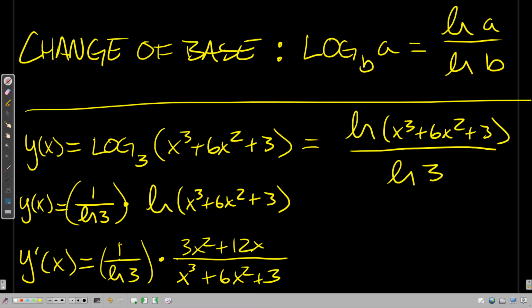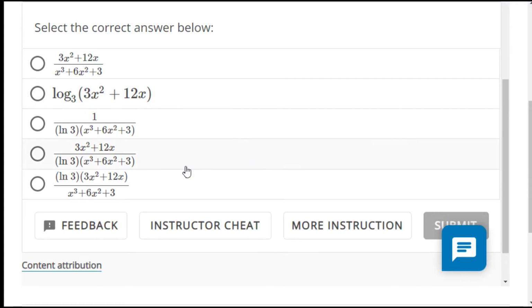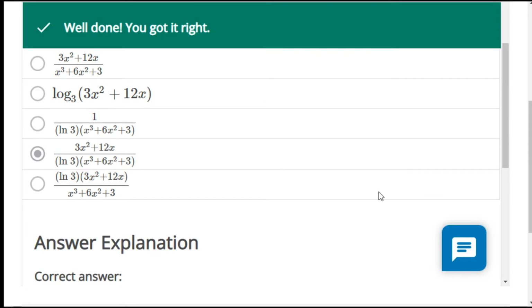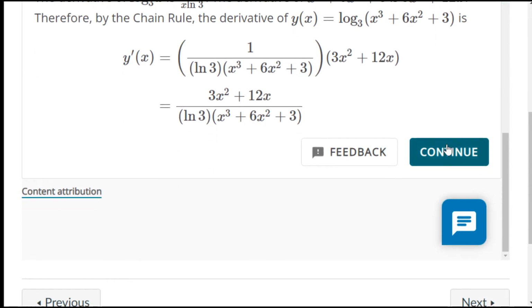Now a 3 will, no it won't, never mind. I was about to make a mistake. All right, that's it. That's our answer. So when I go back over here, then we have, boom, this one. I was going to say a 3 factored out, but that's not true.